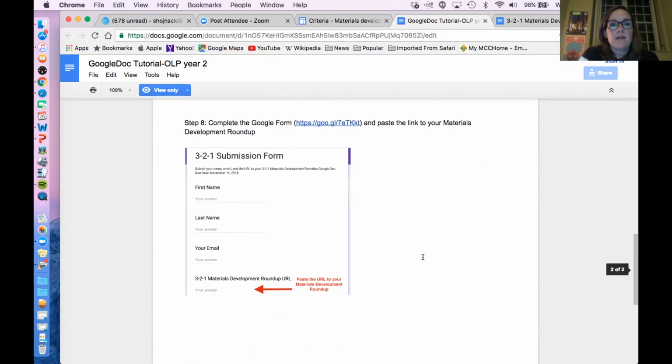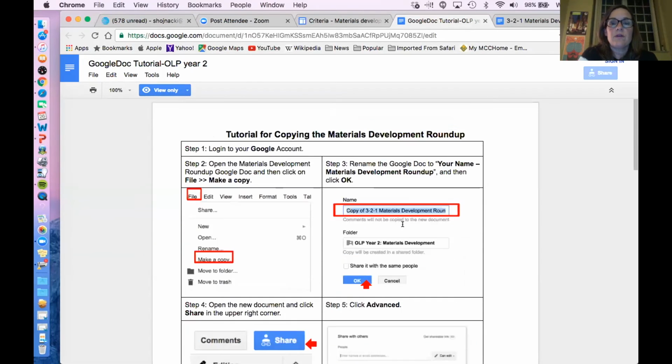Once you have the link, you're going to complete the Google form, which is right here, and here's a link to the Google form. This is the submission form. So once you've completed all of that, you get the link, then you go to the submission form, type in your name and your email, and then you're going to paste the link right here. So basically, I will get all of these links, and I will just be able to click through all of those links, and it will take me right out to your 3-2-1 roundup. And if it's not turned in that way, we'll have a hard time accessing it. So please make sure that you use this tutorial in order to turn that information in.